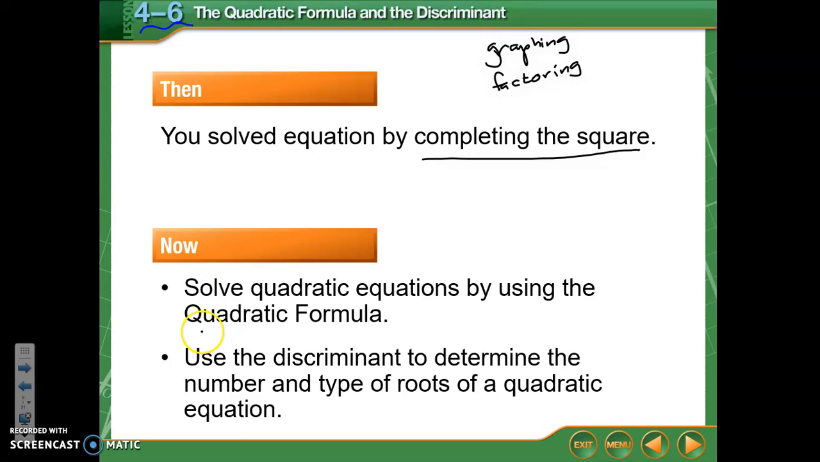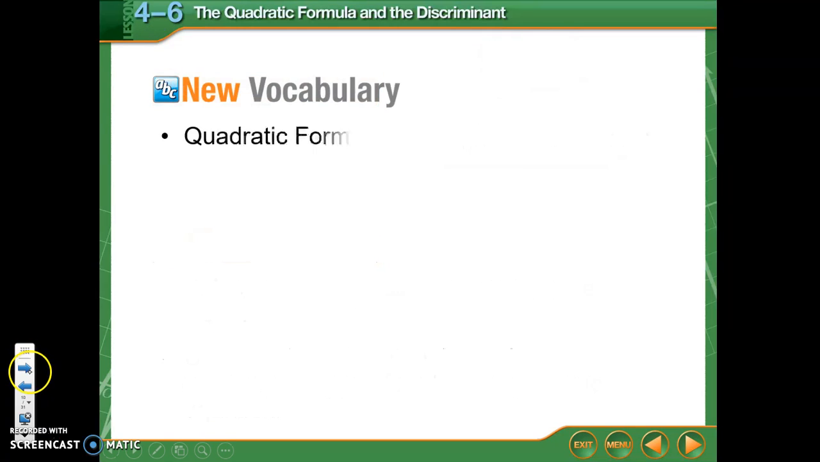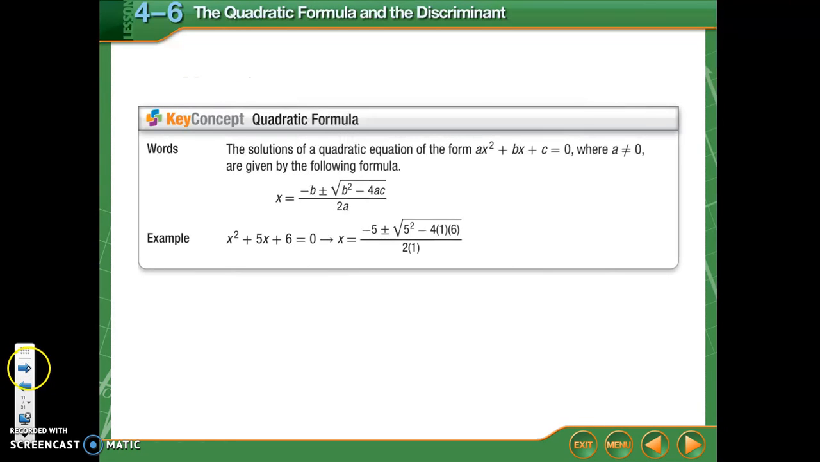So we're going to talk about solving by the quadratic formula and then how we use something called the discriminant, which hopefully rings a bell, to figure out how many roots and what kind of roots we will have. So the new vocabulary in this section is quadratic formula, which actually isn't new, and discriminant, which also isn't new, but pay attention for those as you go through this section.